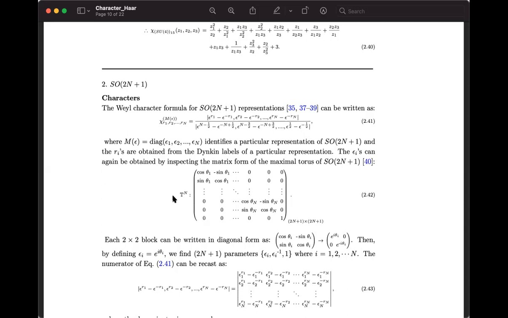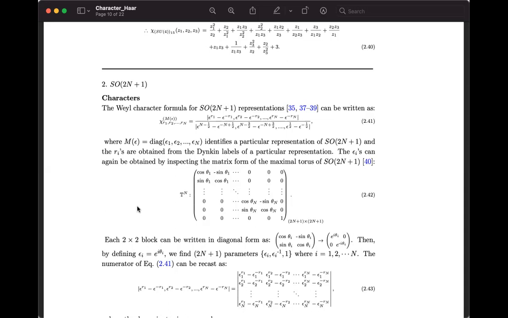So here, the epsilon_i's are again being obtained by inspecting the matrix from the maximal torus of SO(2N+1). The maximal torus can be written in this particular matrix form. It's a 2N+1 by 2N+1 matrix. And now if we focus on every 2 by 2 block, these are SO(2) kind of rotations, right? So that can be diagonalized in terms of e to the power i theta_i, e to the power minus i theta_i. So here the epsilons are basically e to the power i theta_i, basically representing the z's of the earlier case of the SU(N), the unit radius circle in the polar coordinate.